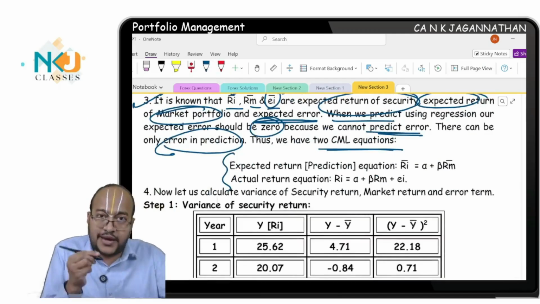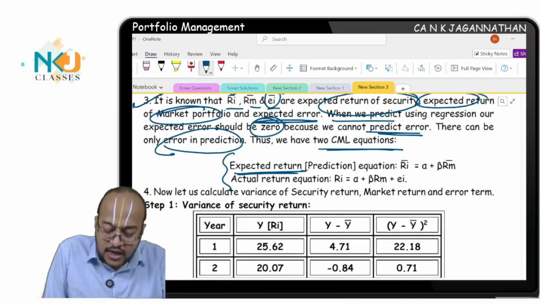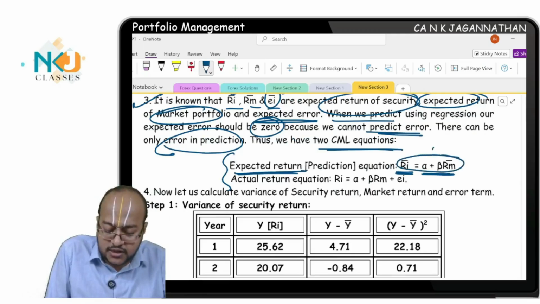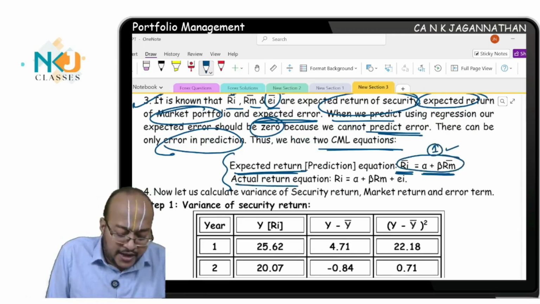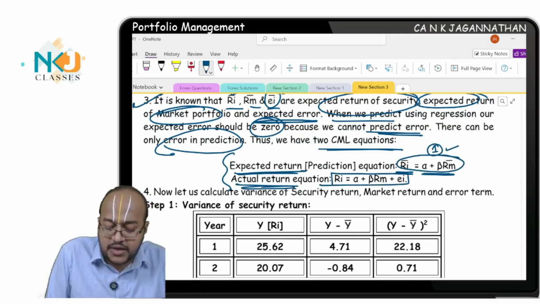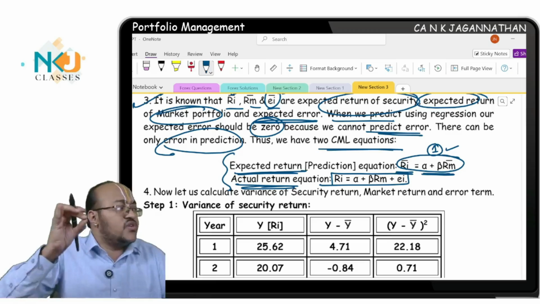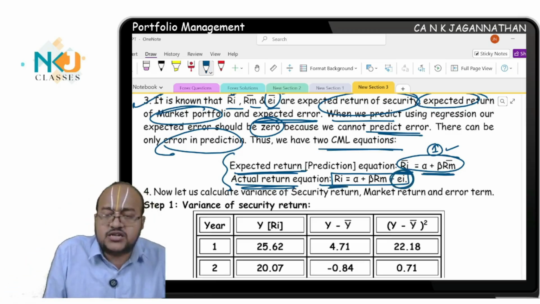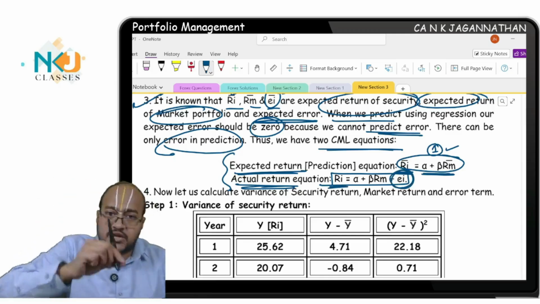One is based on expected return, which is RI bar is equal to alpha plus beta into RM bar. Are you listening? This is one equation. The actual return equation is RI is equal to alpha plus beta into RM plus EI. Very simple. If you want to find out the actual return, there will be some deviation. EI will be coming into the picture.